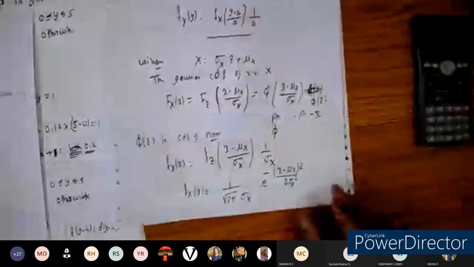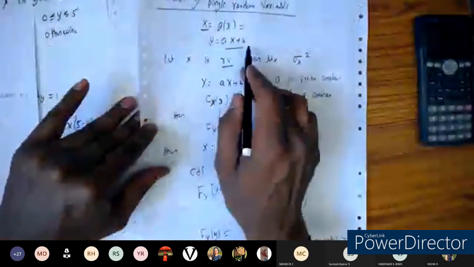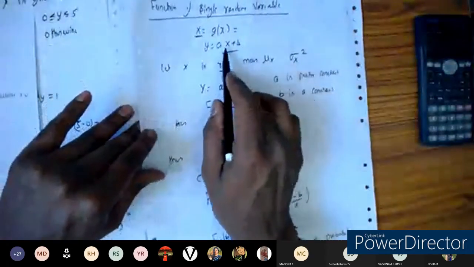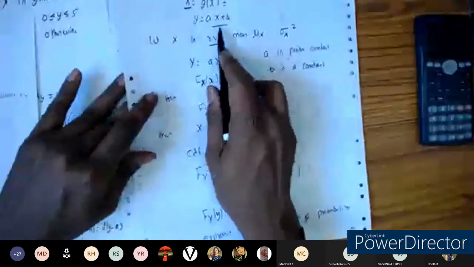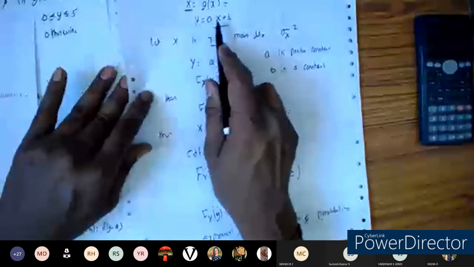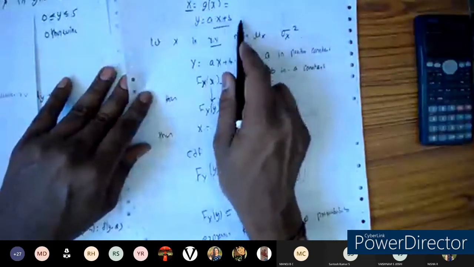Okay, I'm going to recall the equations we have seen so far. The new random variable is given by y is equal to a x plus b. Assume that we already have the random variable x, which is the Gaussian random variable. We need to find the PDF of the new random variable y from the PDF of the Gaussian random variable x.